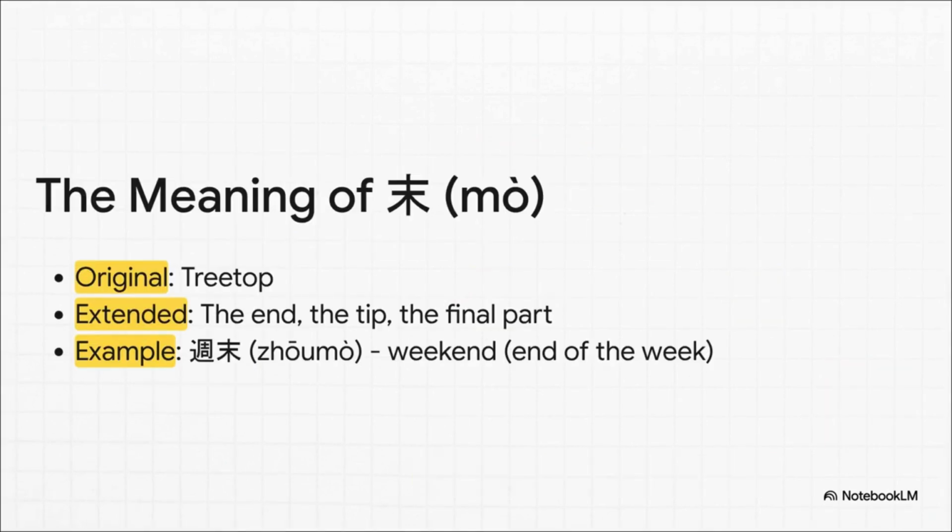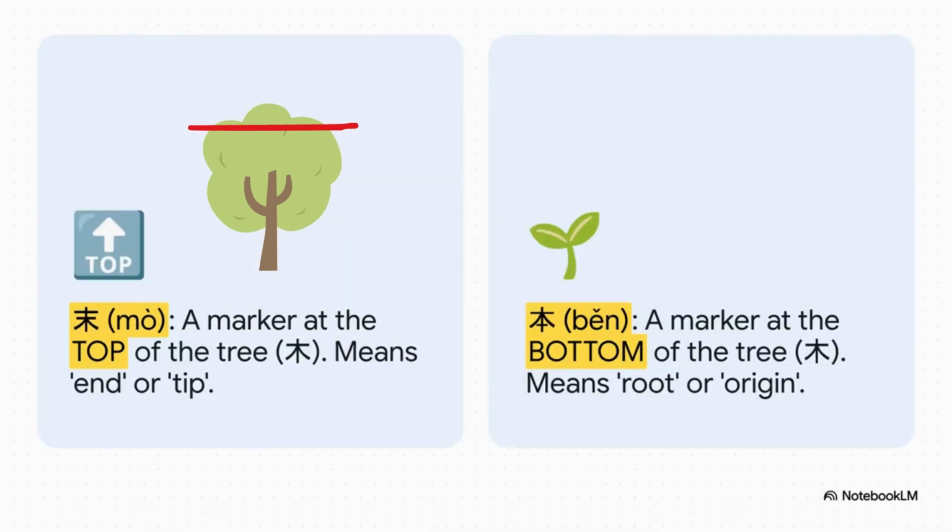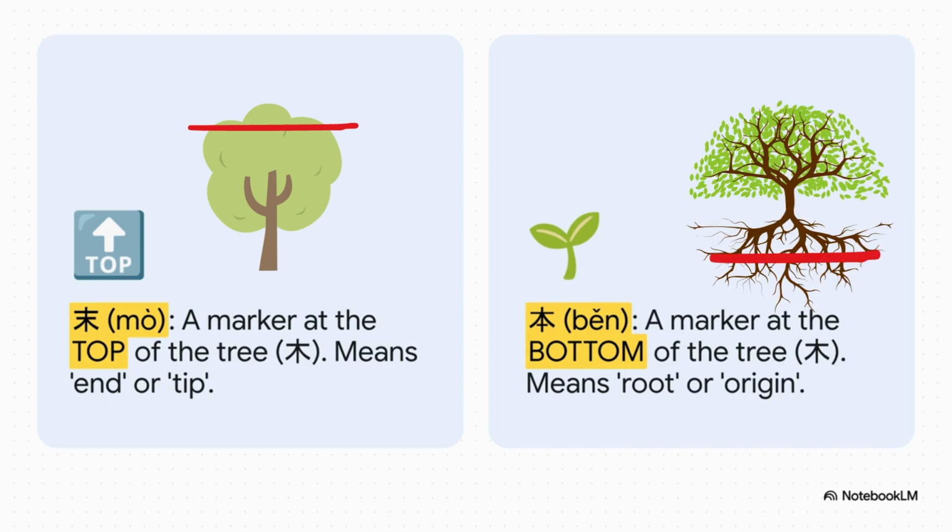Simple enough. But here's where it gets really interesting. Over time, that idea was stretched to mean the end or the tip of anything. And that's how we get the modern word for weekend, 周末, which literally means the end of the week. How cool is that connection? Now for the final piece of this little puzzle. If putting a marker at the top of the tree means end, what do you suppose happens if we put a marker at the bottom? You guessed it. By adding a little mark down by the roots, you create the character ben. It points to the tree's roots, so its meaning becomes origin, foundation, or fundamental. That right there is the charm of these jishi characters.